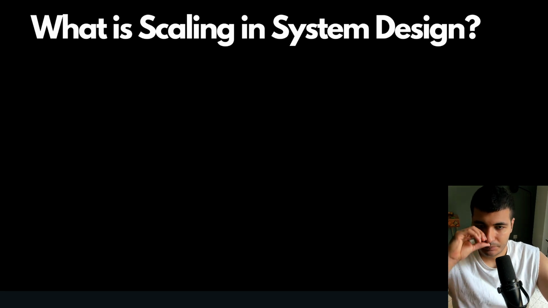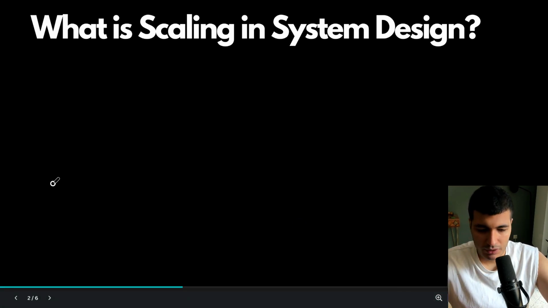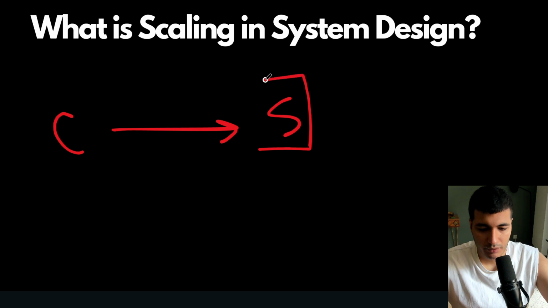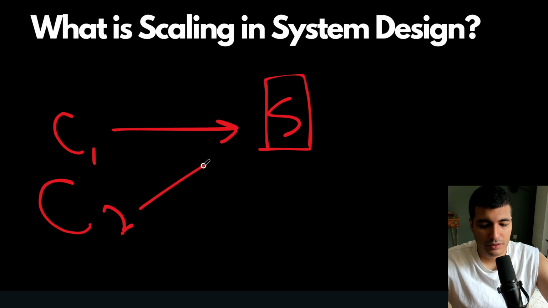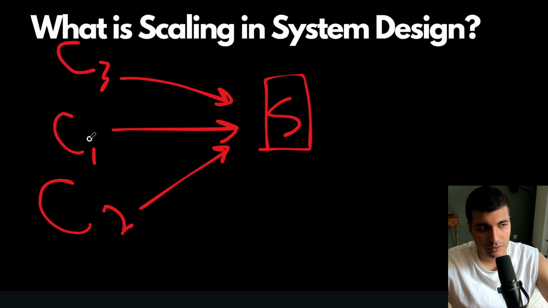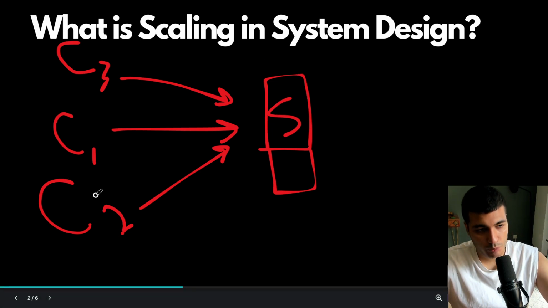Okay, so let's start first by what is scaling. Let's say that we have our client that sends requests to our server or our app. Let's say that we have another client that sends requests to our server. Let's say that we have another one that sends requests to our server. And let's assume that our server can only handle one client, but we have three clients trying to send requests to our server. So we need to scale. We might add more resources, we might add more servers, so our server can handle all these clients. This process is called scaling.